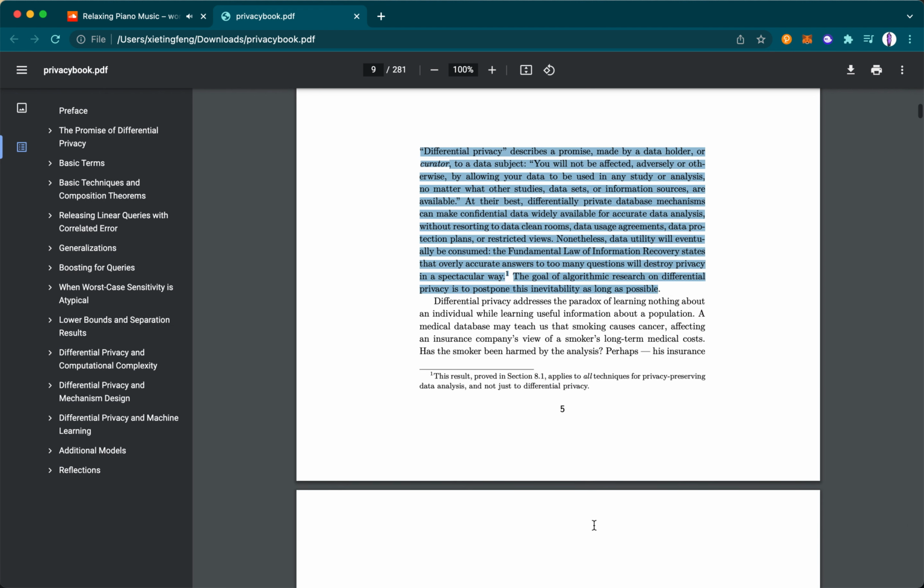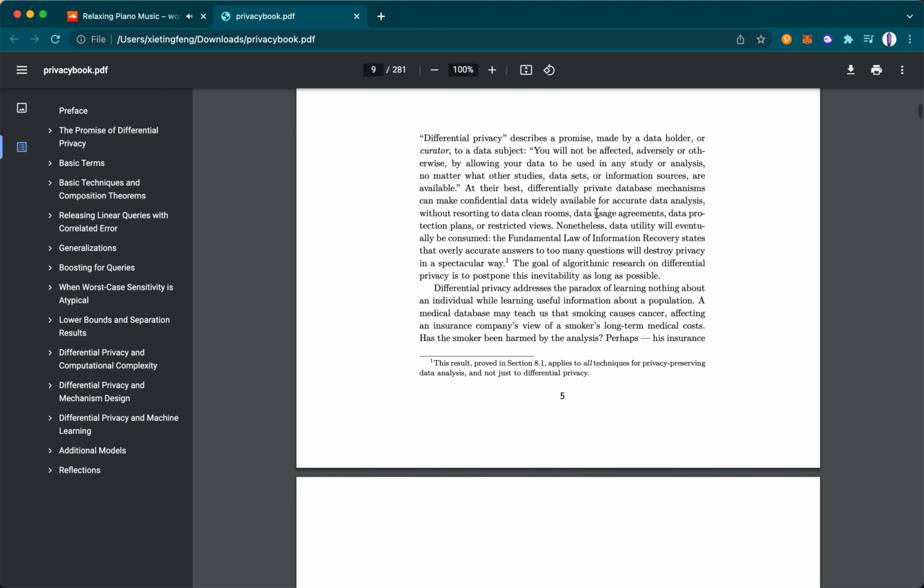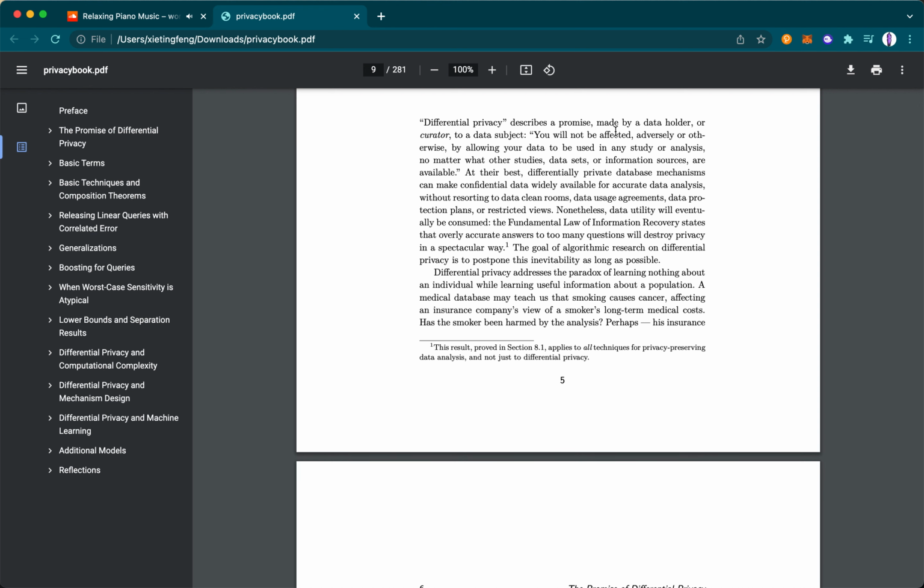Differential privacy describes a promise, made by a data holder or curator, to a data subject: you will not be affected, adversely or otherwise, by allowing your data to be used in any study or analysis, no matter what other studies, datasets, or information sources are available.